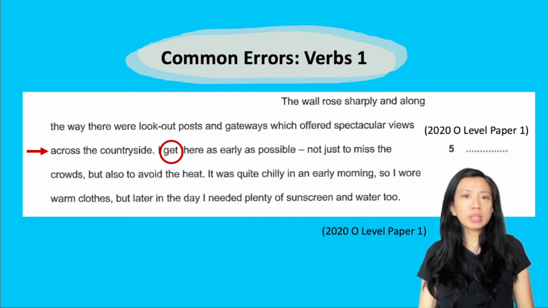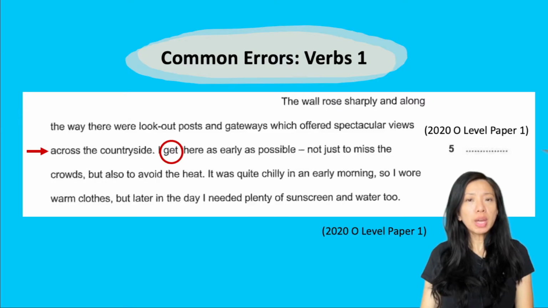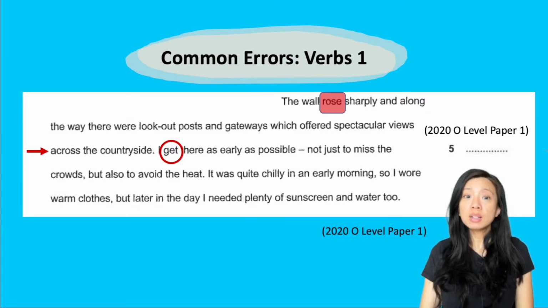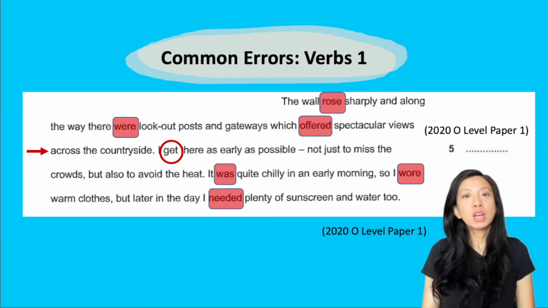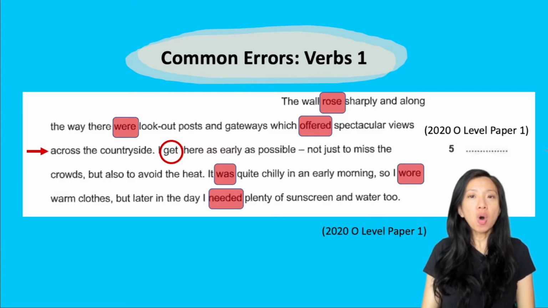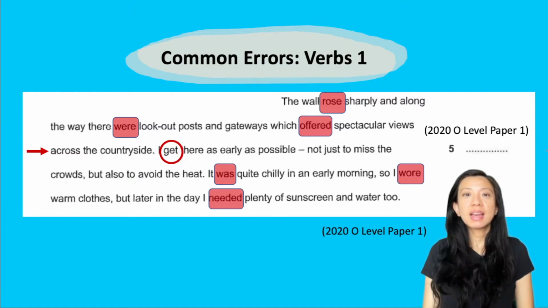Now, how do I know this? Well, what I have to do is to look for clues in the text. If I look at the previous sentence, they've used words like rose, were, and offered. And in the sentence after, it uses words like was, wore, and needed. So all these words I've identified are all in the past tense. Therefore, I need to keep the tense consistent.